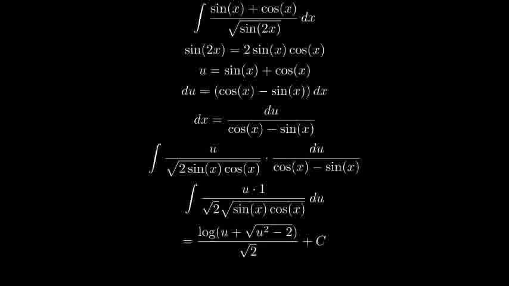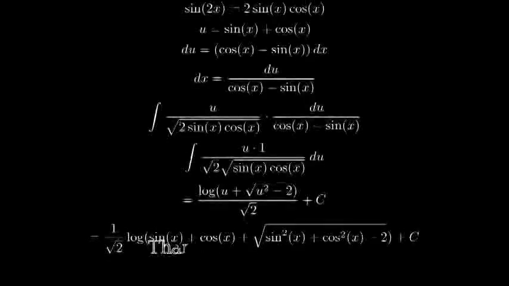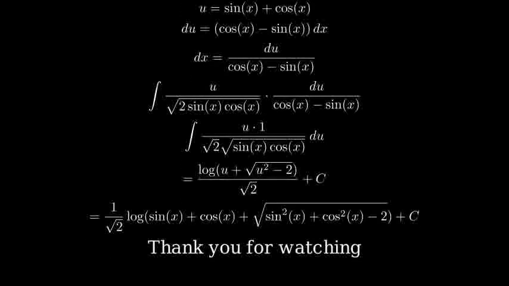Finally, back substitute the original variable by using the substitution u equals sine of x plus cosine of x, restore our expression to its true form, and evaluate it. As a result, this leads to an expression evaluating to a factor of the natural log of sine of x plus cosine of x plus the square root of sine squared x plus cosine squared x minus 2. From this, we've completed the evaluation of our integral, while ensuring to include the constant of integration.